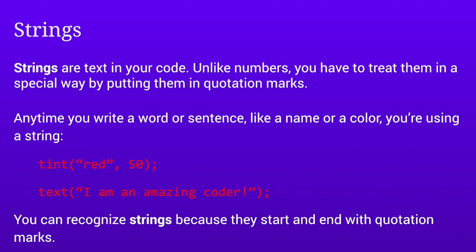We're also going to be using something called strings. Strings are text in your code. When you use a number in JavaScript, you can just pass it in. The computer understands what a number is. If you say, I want my tint to be red, and I want it to be 50, like a number 50, it understands 50, but red isn't read so easily by the computer. Whenever you use a word like that, or a sentence that looks like something you would say to a human, you have to put it in quotation marks, and you're using something called a string. You can recognize strings because they start and end with quotation marks.